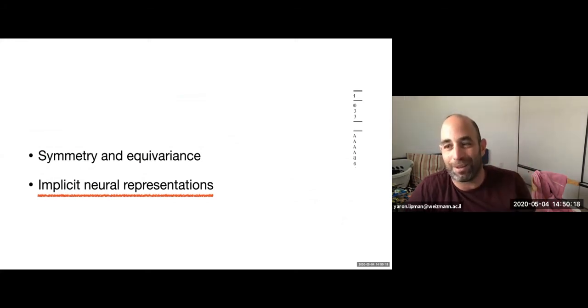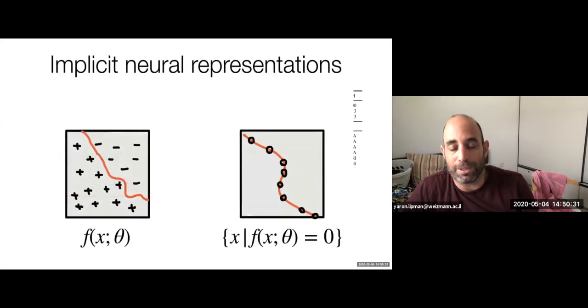Okay, I want to use the 5 or so minutes I have left to talk about the other part, so it's not really half-half, about implicit neural representations. So I'll use 5 minutes or so, and then maybe we can talk if you have some questions or whatever.